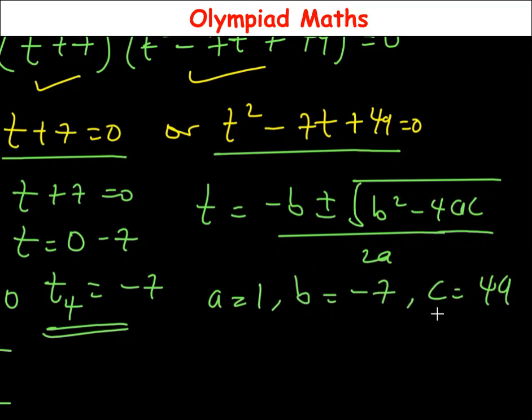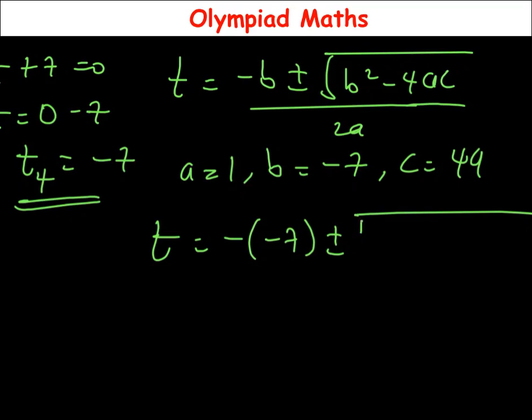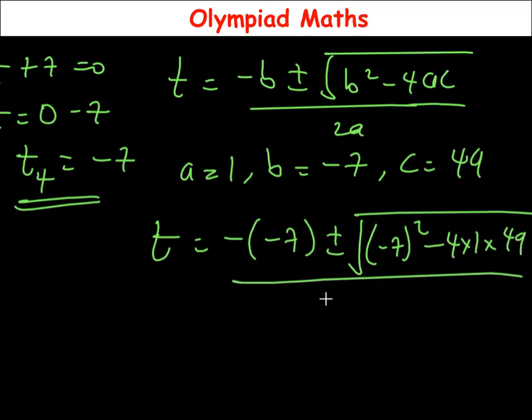So in putting these values into the formula, the value of t is then equal to minus b. So minus into brackets, b is minus 7. Then plus or minus square root b squared, that becomes minus 7 squared, right? Then minus 4 times a is 1, then times c is 49, okay, all over 2 times a is 1.